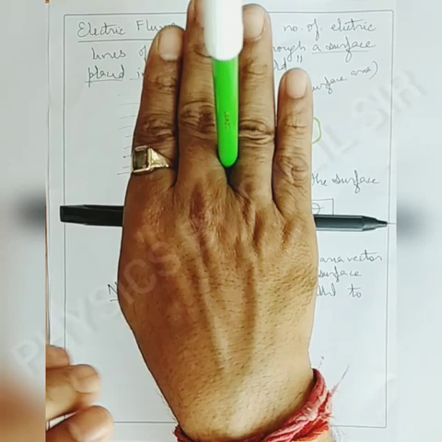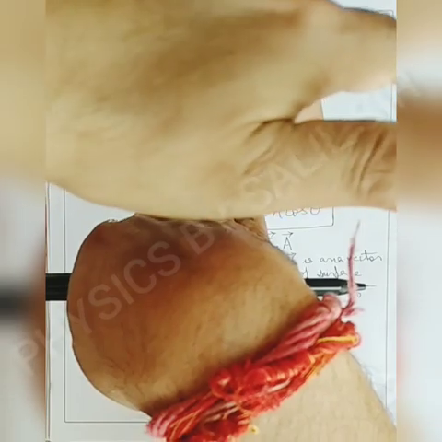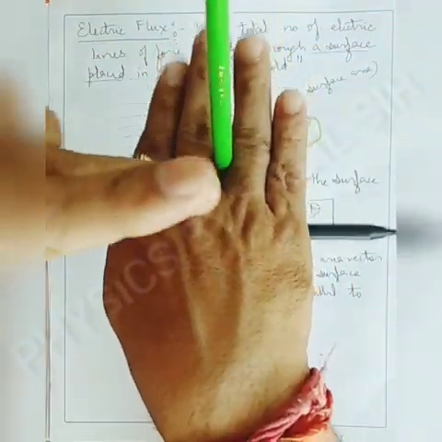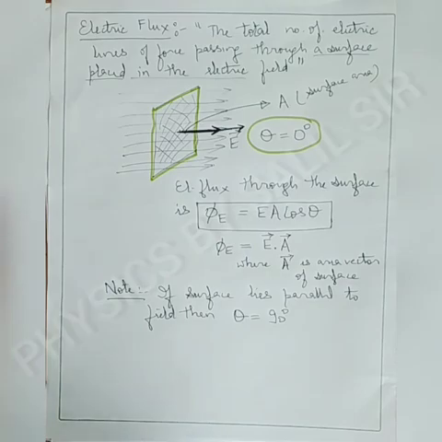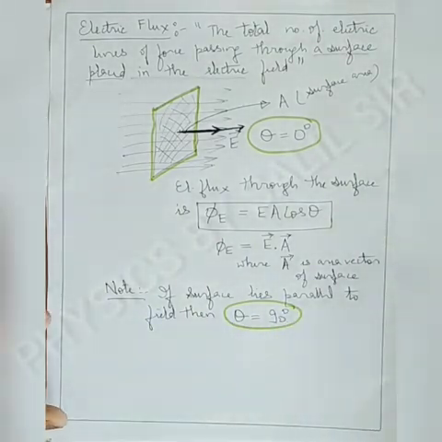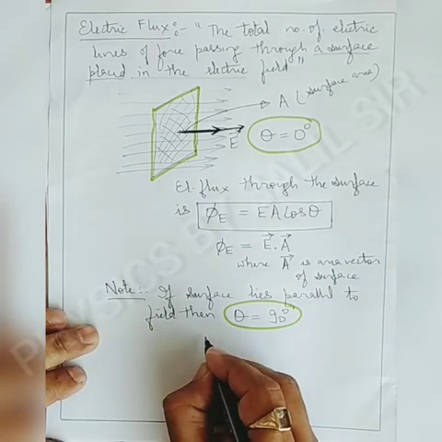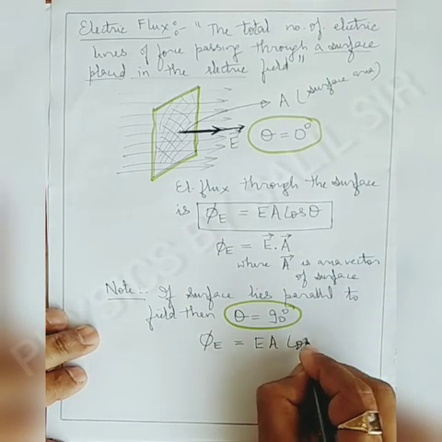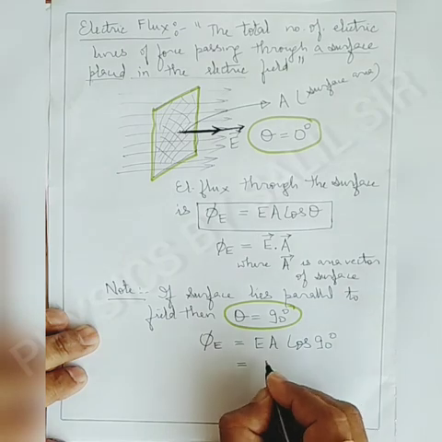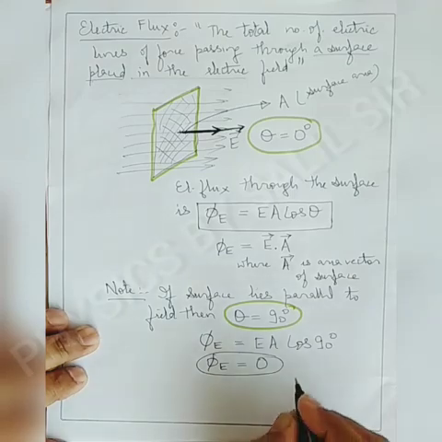As you observe, if I shift my hand like this, you can easily see that the angle between the normal to the surface and the electric field line is 90 degree. So this theta will be 90 degree. And in this second case, which I am writing as a note, there will be zero flux. Why? Because if we put theta equal to 90 degree in the basic formula, it will be EA cos 90 degree. The value of cos 90 is zero. So the flux phi E will be zero.